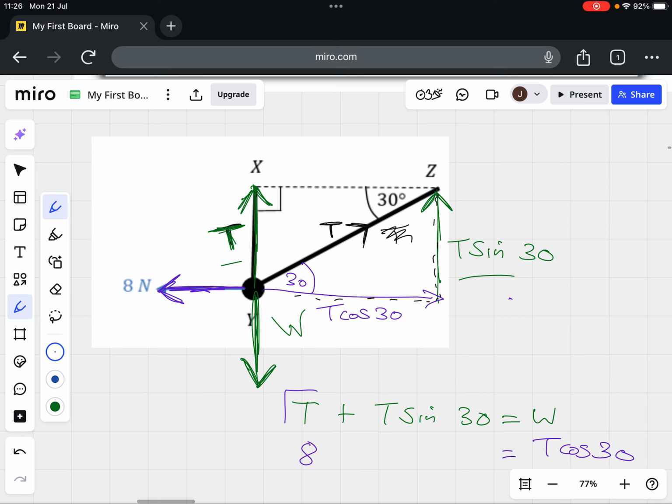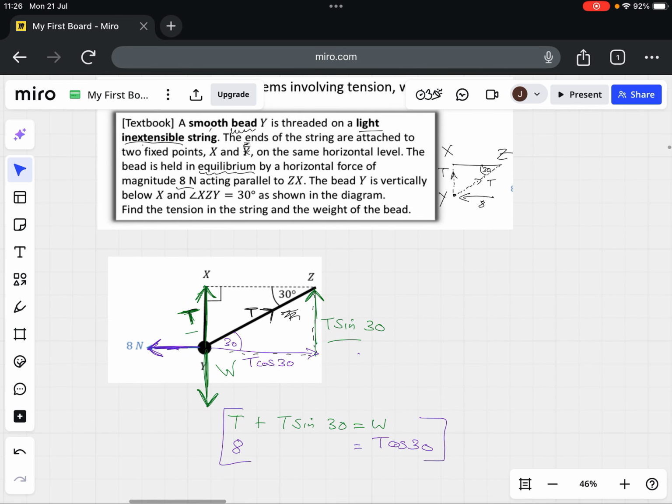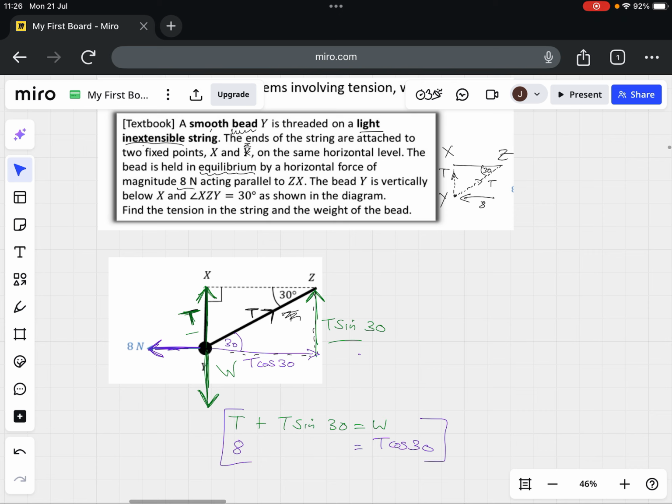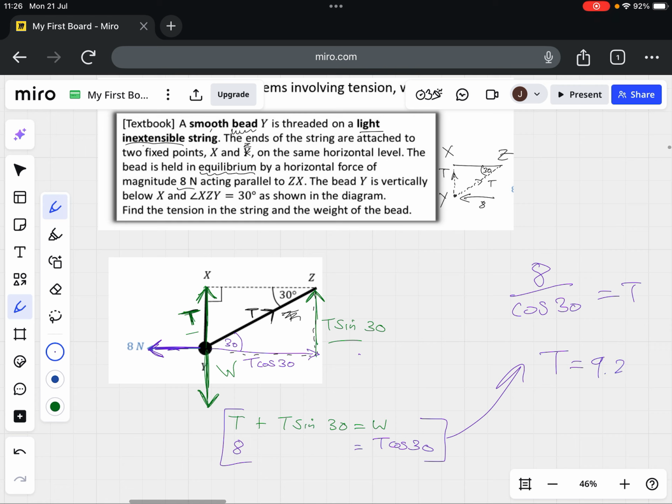If we put those ones together. It's not a light bead, it's a smooth bead. So that's why it's still got W. And notice that you can catch yourself making a mistake with that one. What are we trying to do here? We're trying to find the tension and the weight of the bead. So if you use the one underneath, 8 over cos 30 is going to be equal to T. I've worked out T is equal to 9.24. And if you use the top equation, you should then be able to get W is equal to 13.9.